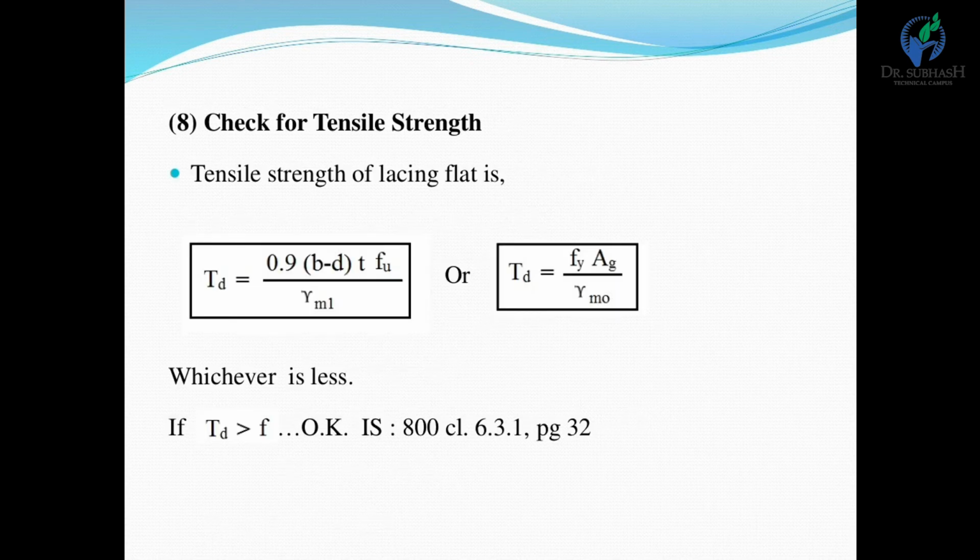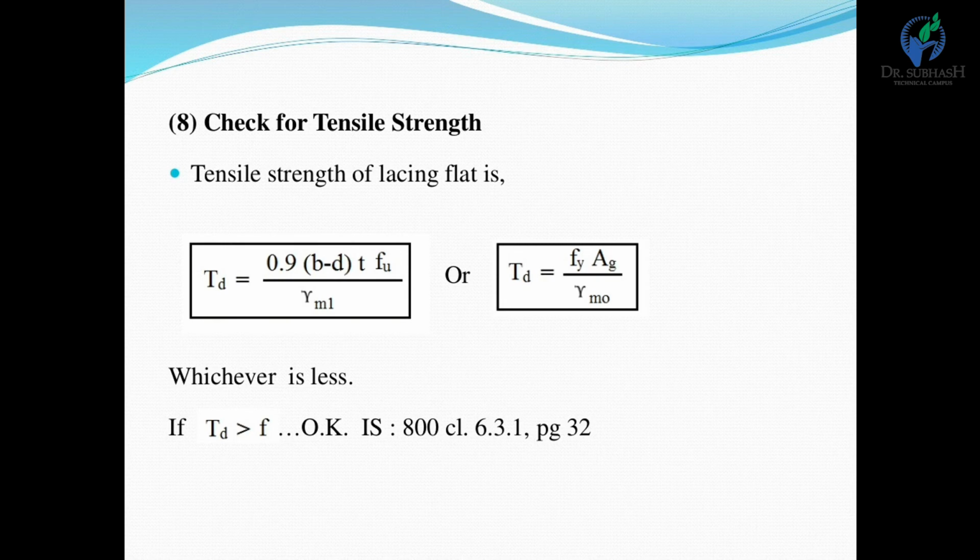Next, check for tensile strength. After checking the compressive strength, next we have to check tensile strength. For the tensile strength of a lacing plate, Td is given in IS 800 clause number 6.3. There are two equations for finding Td. The first one is 0.9 times (B minus D) into T into Fu divided by the partial safety factor, or you can say Td is equal to Fy into Ag divided by gamma m0.